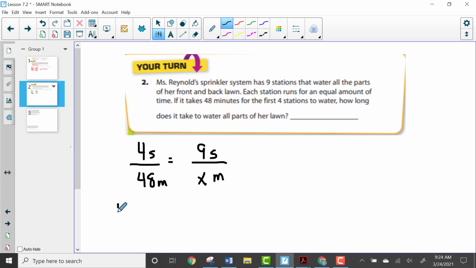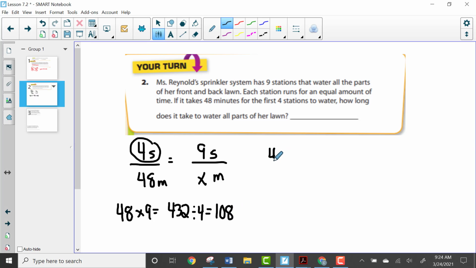We'll write this out. That's going to give you 432. Now, that's not the answer for x yet. What we have to do is divide by that number we did not involve with our multiplication problem. Divide by that other number. So we take 432 and we divide that by 4, and that gives us 108.